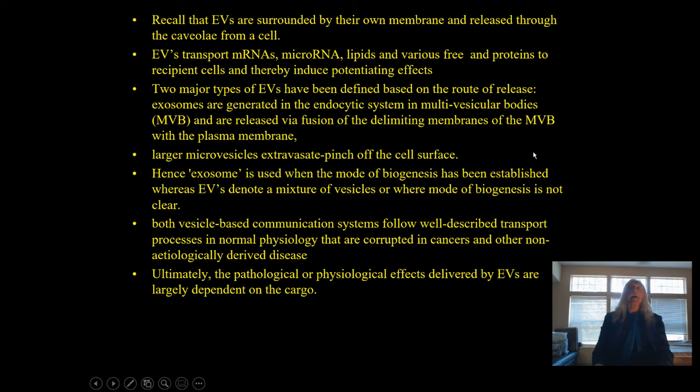And that means fatty acids, and it's going to come back later. Now, specific fatty acids, right? Linked to that amide, linked to that nitrogen atom in the sphingosine base. Now, both vesicle-based communication systems follow well-described transport processes in normal physiology, of course.